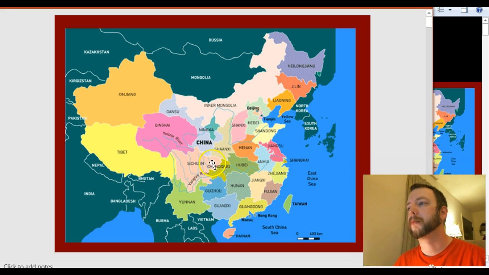These are provinces, but you can think of them like states, sort of like the United States of China, if you will. So there are the different governing provinces. Beijing is up here. That's the modern capital. It's been the capital for quite a long time.